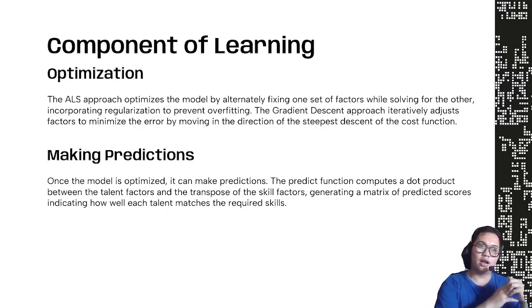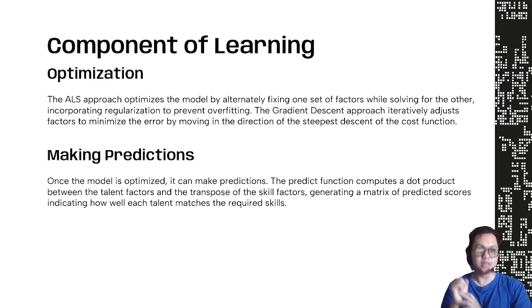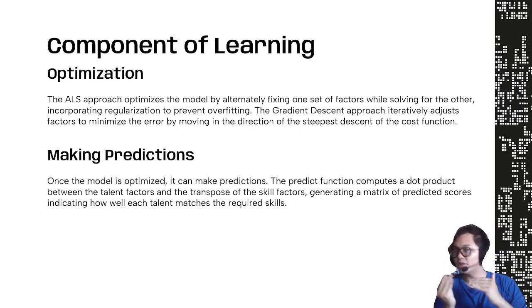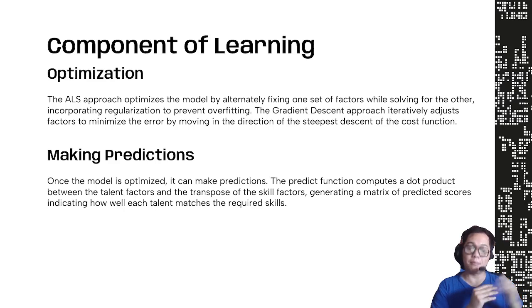Well, how do we optimize this algorithm? The ALS, or alternating least squares approach, optimizes the model by alternately fixing one set of factors while solving for the other, incorporating regularization to prevent overfitting. So yeah, we're fixing one set of factors while we're solving the other. So it's kind of like an iterative process. It might be computationally expensive, but well, it's just ML from scratch, right?